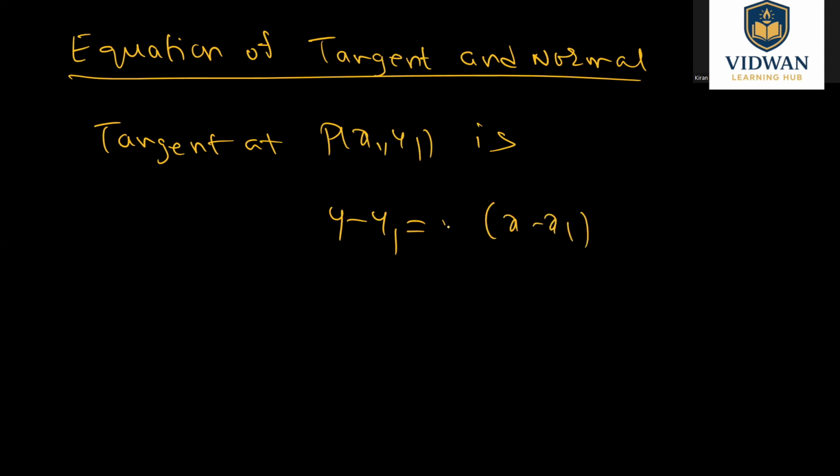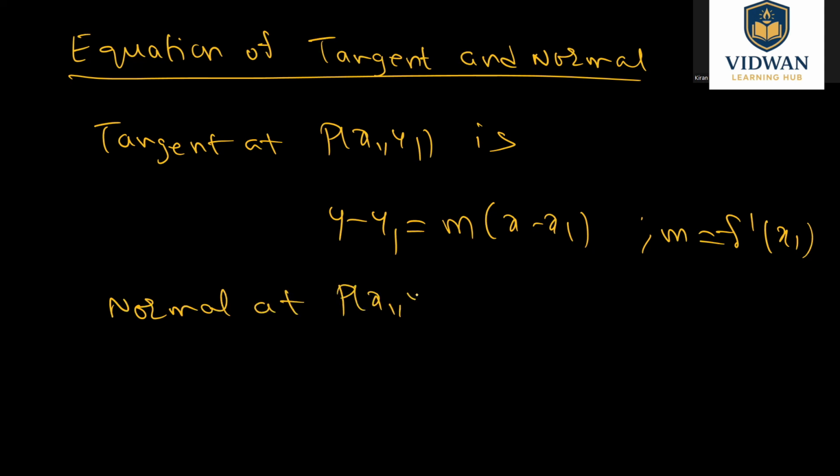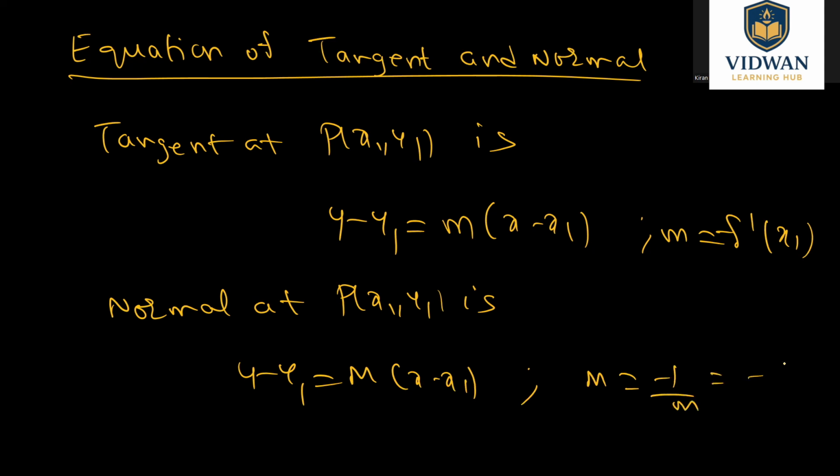So we can use the symbol m for tangent slope. And what is m here? We already wrote the derivative at that point, f dash of x1. And if it is a normal at P(x1, y1), you can just use the same point because both pass through the same point. But you have to use capital M as the normal slope, and capital M is minus 1 by small m, and that is nothing but minus 1 by f dash of x1. So with the help of this, you can find out the normal.